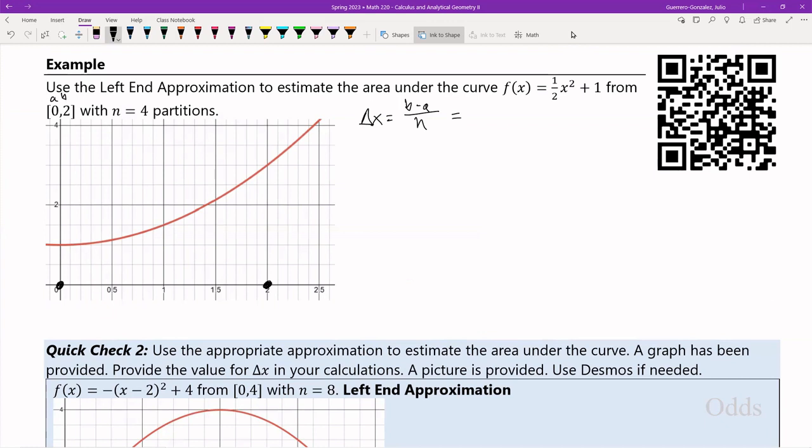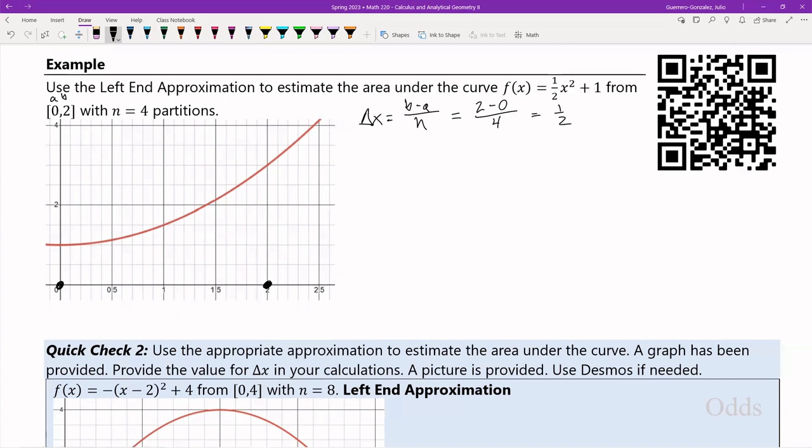So that's my a and that's my b. It's given from the interval. So it's going to be 2 minus 0 all over 4, because we want 4 partitions, right? And that is 1/2.